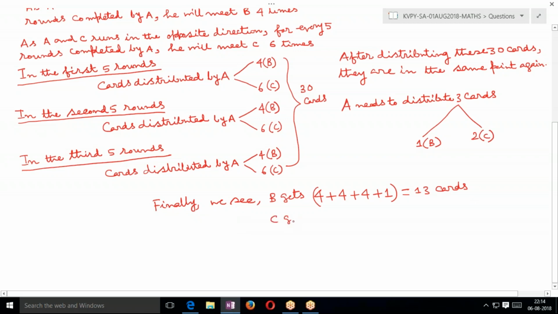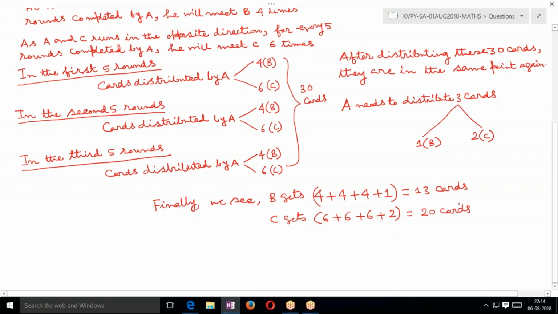And C gets, in the first 5 rounds, 6, second 5 rounds 6, third 5 rounds 6, and the fourth one in the last round, last phase, it is 2. So in total it is 20.